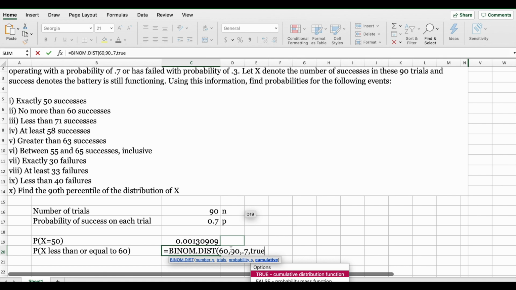If you would like to know a little bit more about the bell curve and how to interpret the probabilities, please take a look at the video that I posted before this. I'm going to insert a link right here.